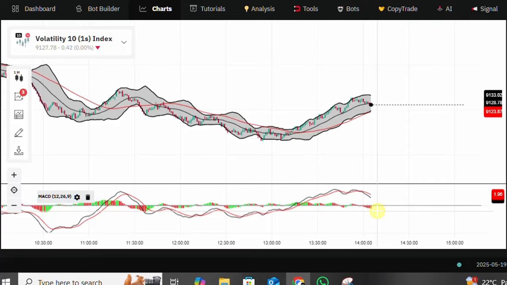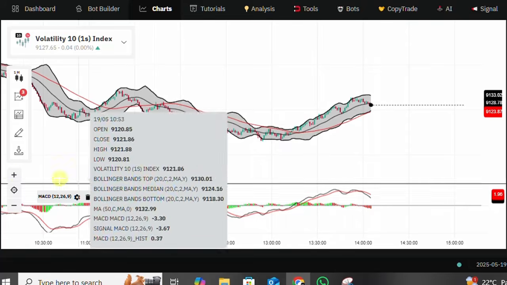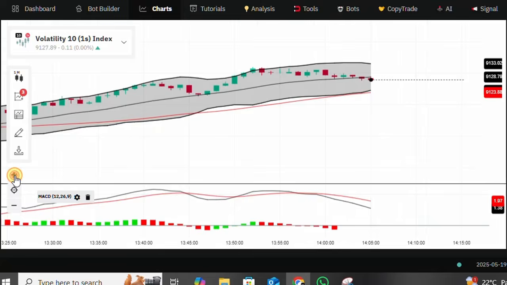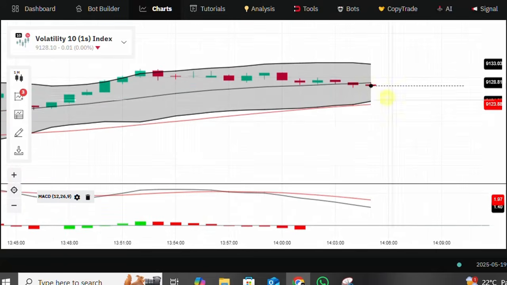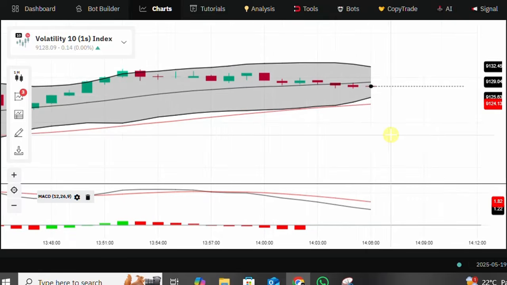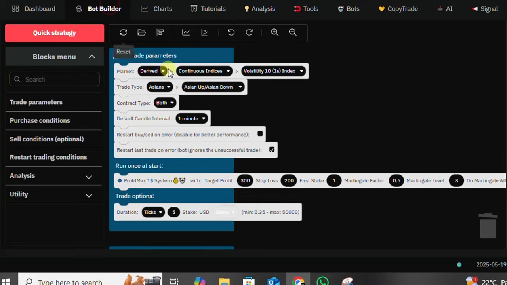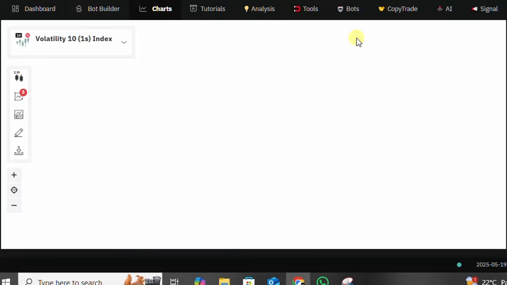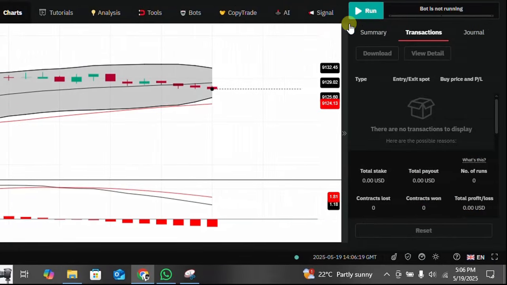The line at the center of the Bollinger Band is normally a determining factor in terms of taking trades. So for example, you can see a candlestick forming below that line. Let us do this because we have this opportunity. Bot builder, and then we are going to trade Asian down. Okay, Asian down. Let me stake $20, and then open charts, and then now I think we are ready.